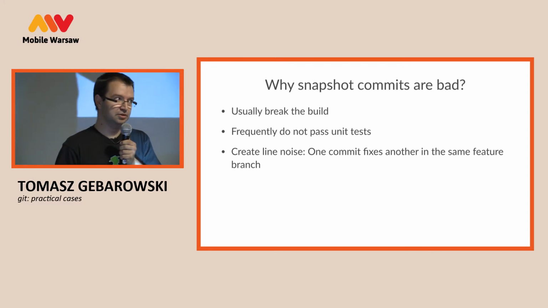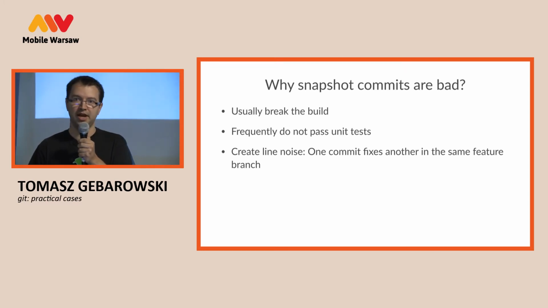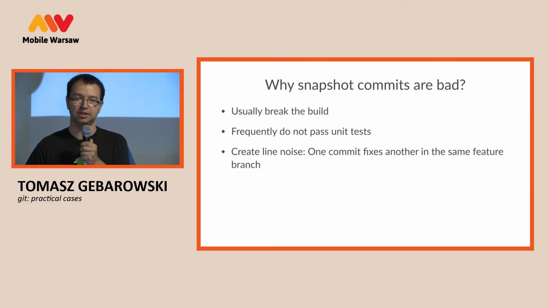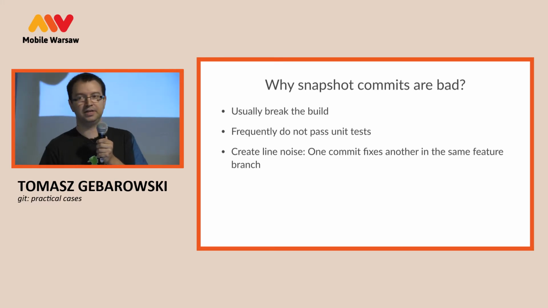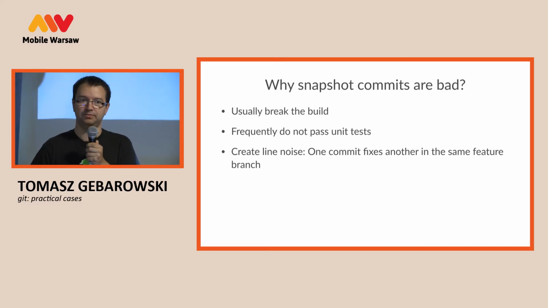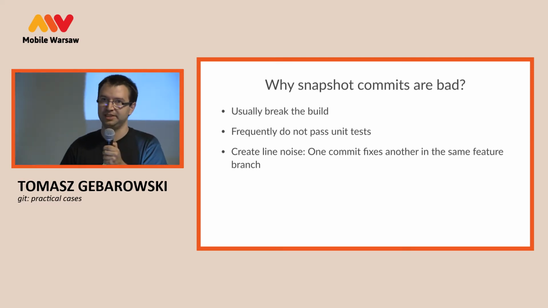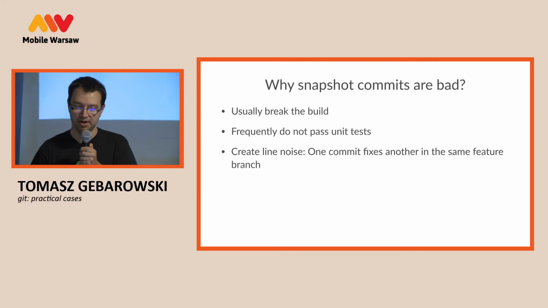And last but not least, they create some kind of line noise. Line noise is when one commit is fixing another commit and there are some commits in between. This is line noise, and it is also not very nice to have in Git history.